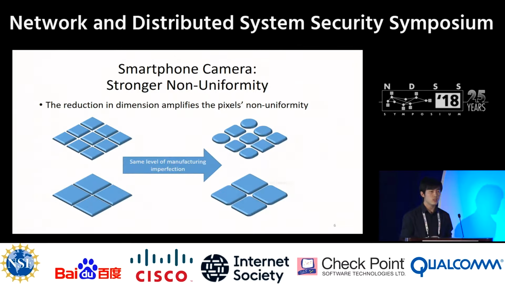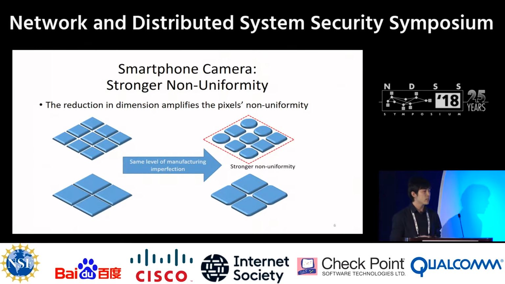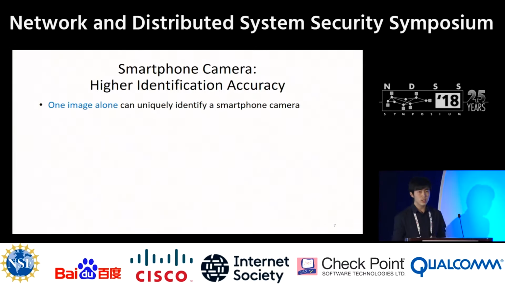Smaller sensor also leads to higher non-uniformity because smaller sensors are more sensitive to the manufacturing imperfection. So this results in a stronger camera fingerprint, which can help us to identify smartphone camera more accurately. So actually, we can identify smartphone camera using only one image.